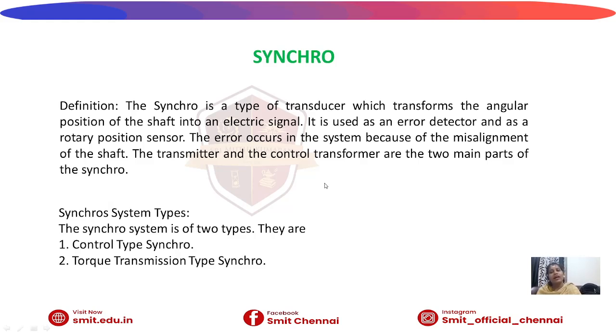This is also a transducer. The synchro transforms the angular position of the shaft into an electrical signal. That is, the angular position is converted into an electrical signal, so we can see the position as an electrical signal. It is used as an error detector and also as a rotary position sensor. The synchro is used for error detection and as a rotary position sensor.